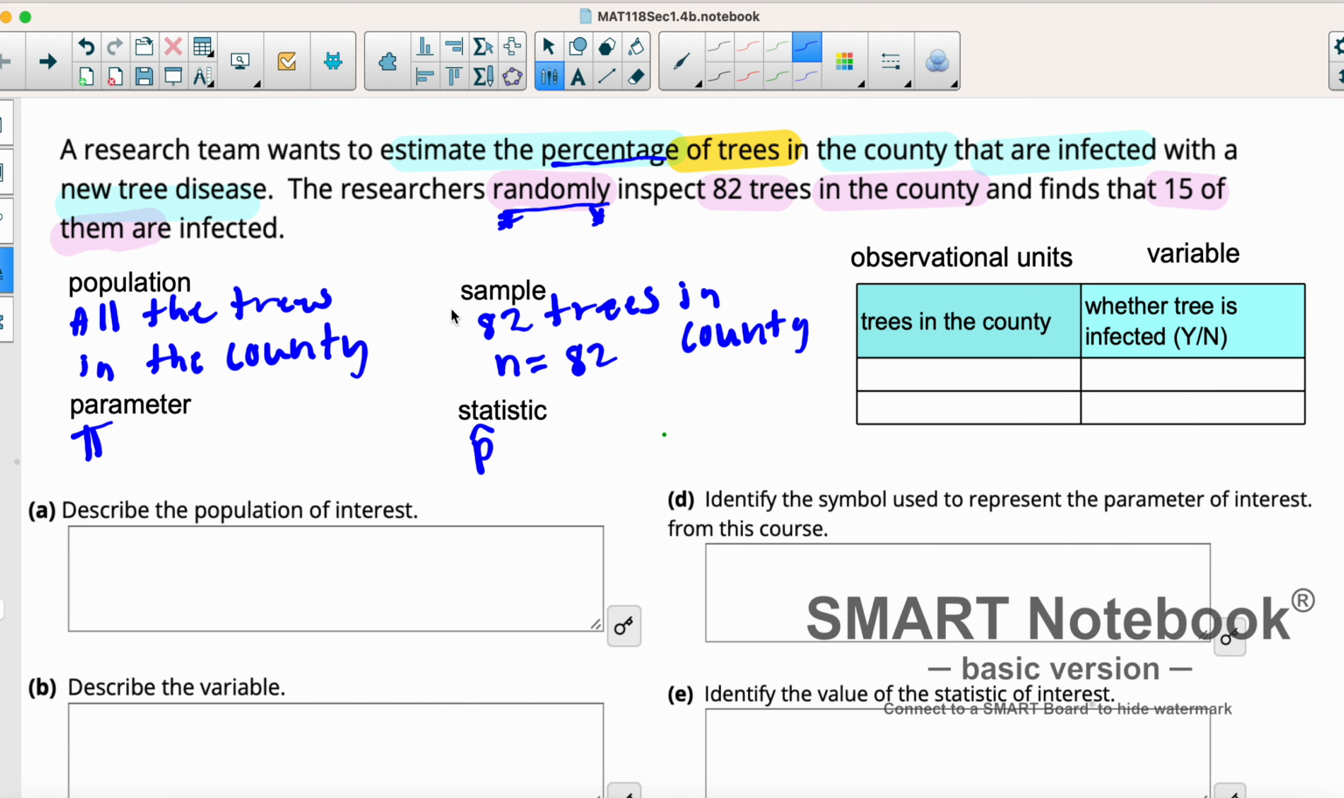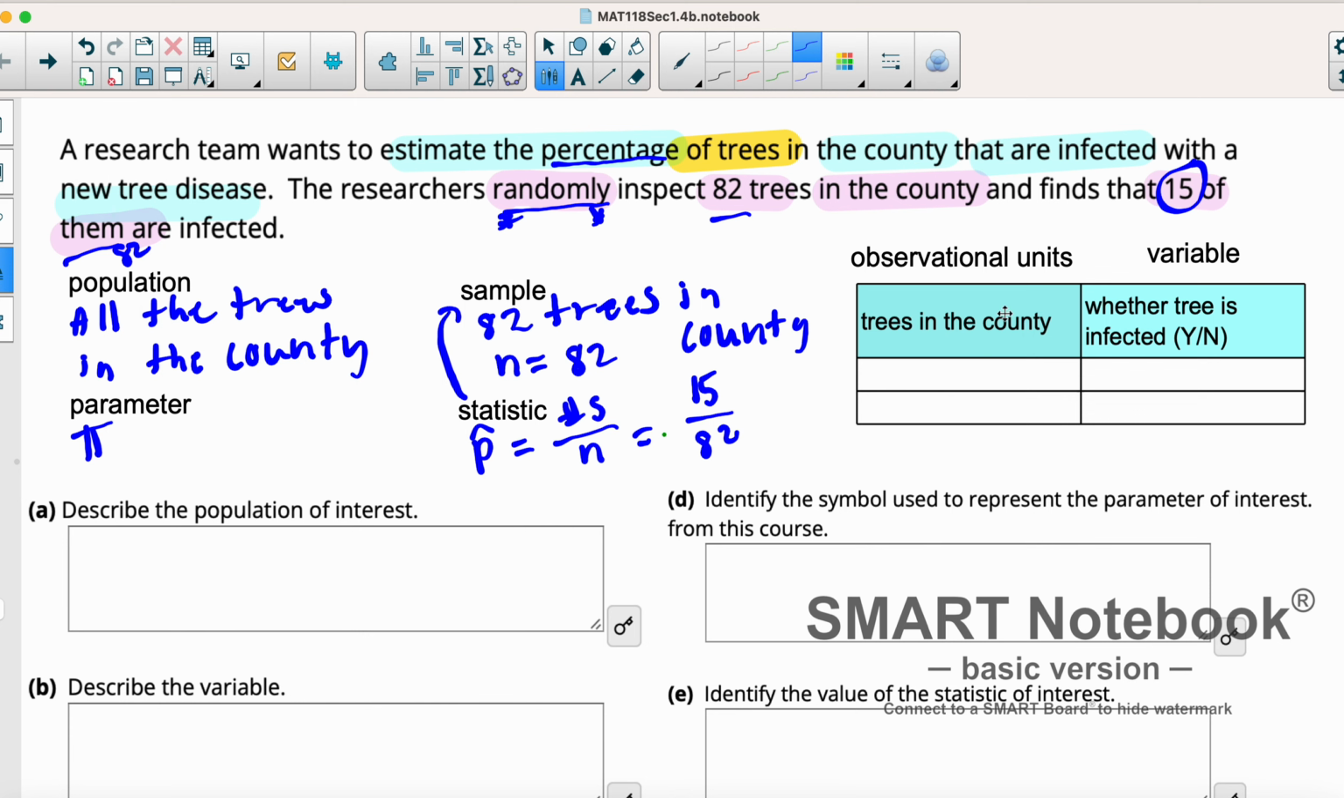The statistic goes with the sample, and we already established that's p hat. So let's figure out what our proportion is. The p hat is the number of successes over n, the sample size. If we're looking for infected trees, that's what we're defining as success. So we know that n equals 82, and we find that 15 of the 82 are infected. So that's my proportion, 15 out of 82.